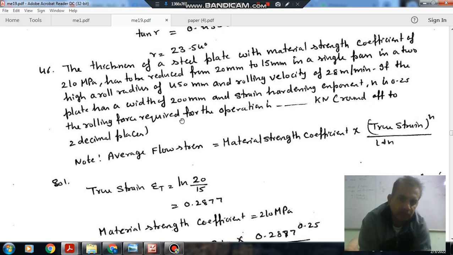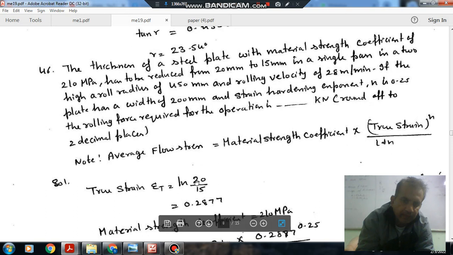Note: average flow stress is equal to material strength coefficient into true strain raised to the power n divided by 1 plus n. So the average flow stress is given by that. Here the material strength coefficient is 210 MPa, that is given, and n is 0.25, but true strain is not given. So we have to find out true strain to find out average flow stress.